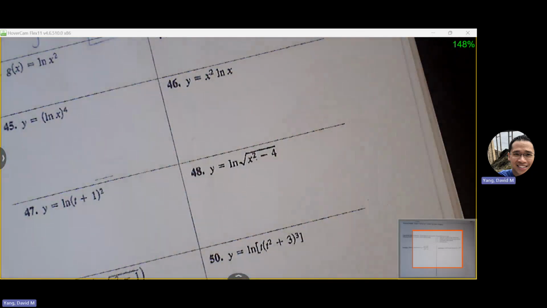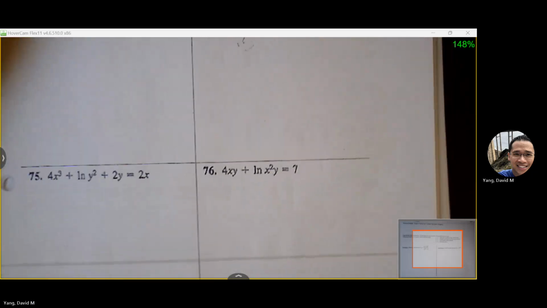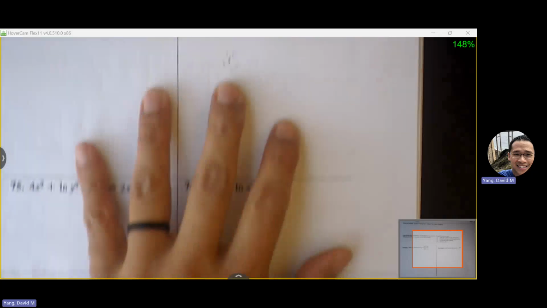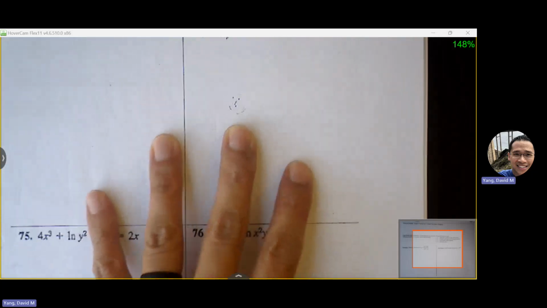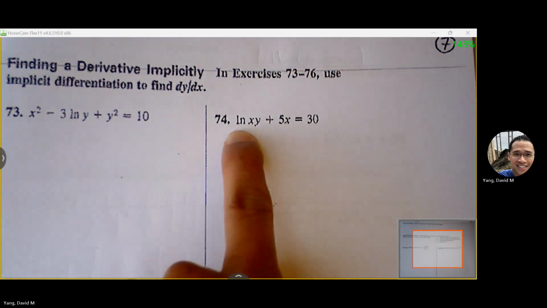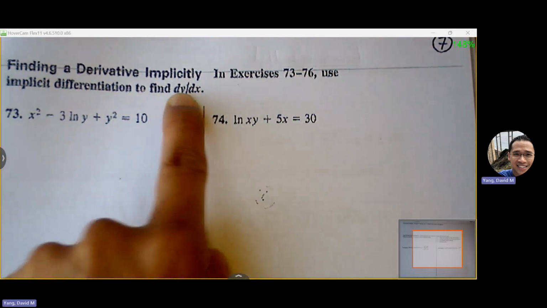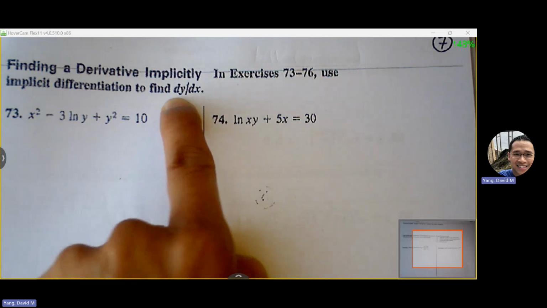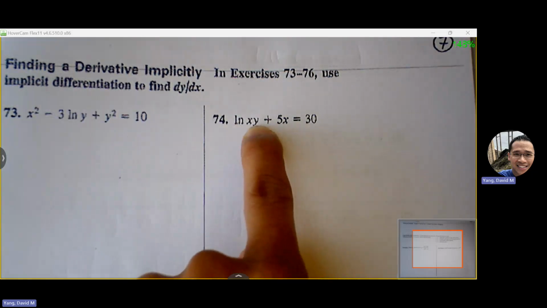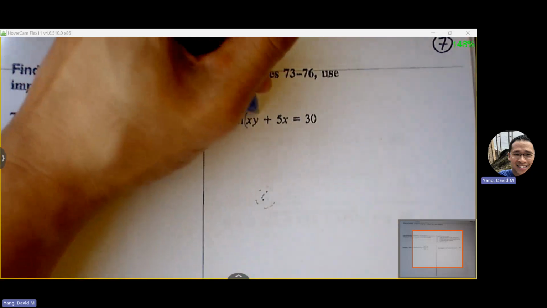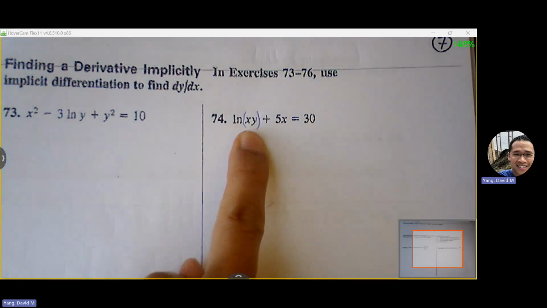Okay, page 7. I want to talk about implicit differentiation here for a few minutes. This is page 7. Let's look at 74 here. It says use implicit differentiation to find the derivative. Even if it doesn't say to use implicit, we know we have to use implicit because your y variable is not by itself, right? It's stuck inside that natural log expression. There's an understood parentheses here, natural log of xy.